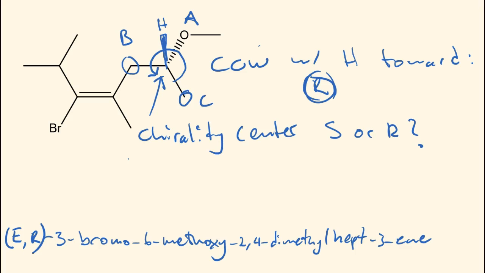And note that if we had multiple chirality centers or multiple double bonds with different stereochemistries, we would need to number the E's and the Z's and the S's and the R's. But in this case, there's only one double bond and only one chirality center, so it's obvious what we're referring to.